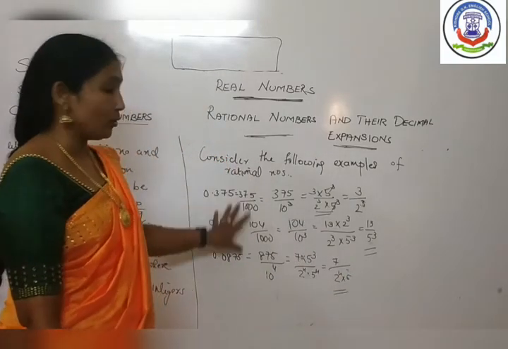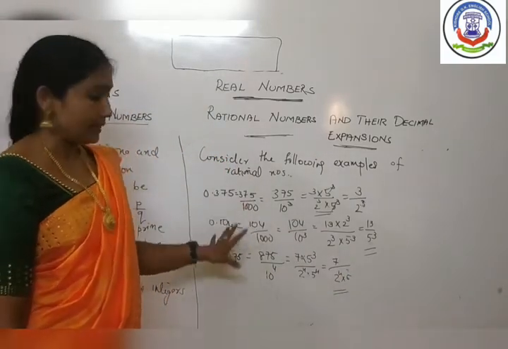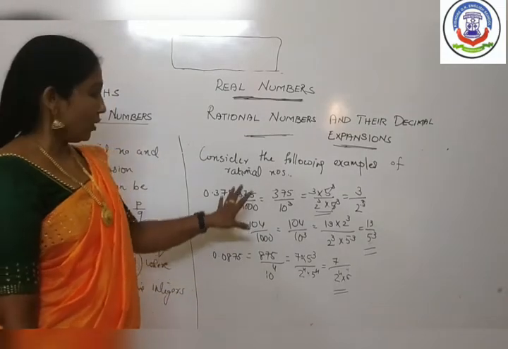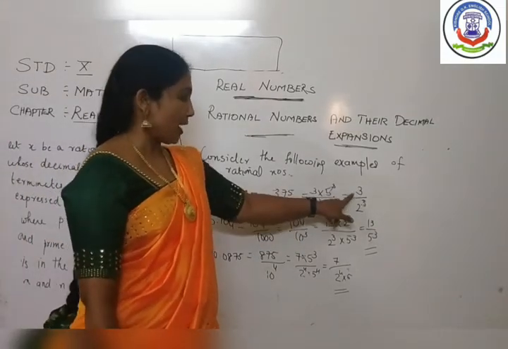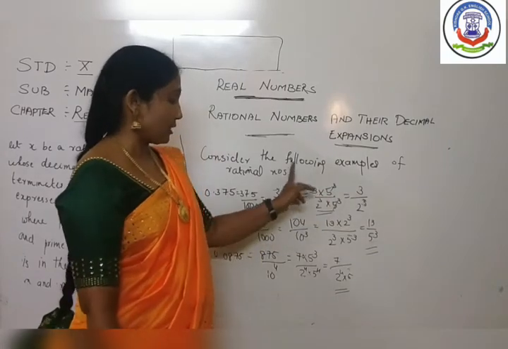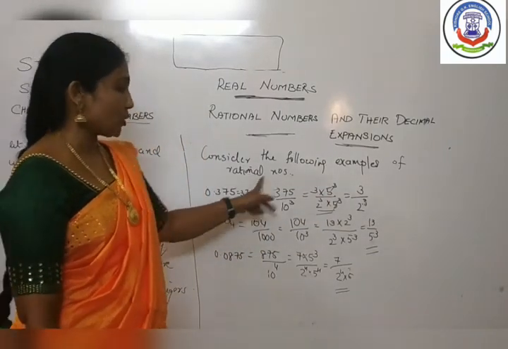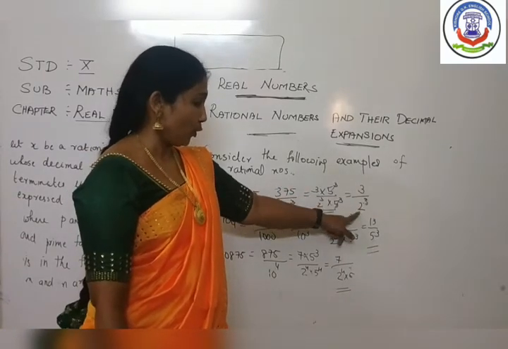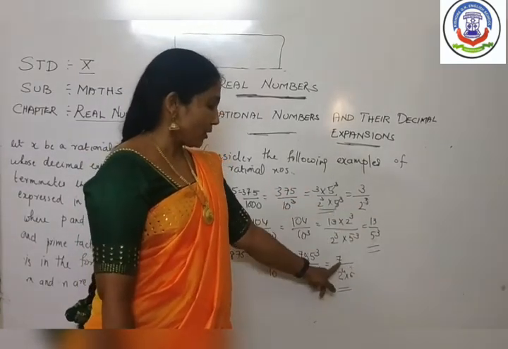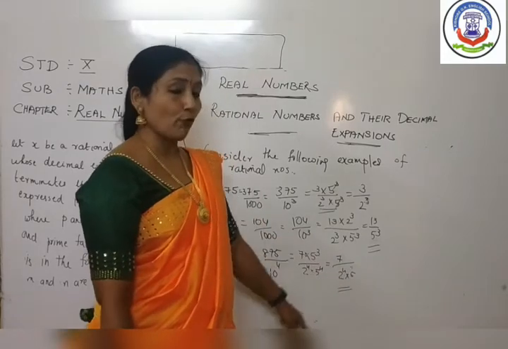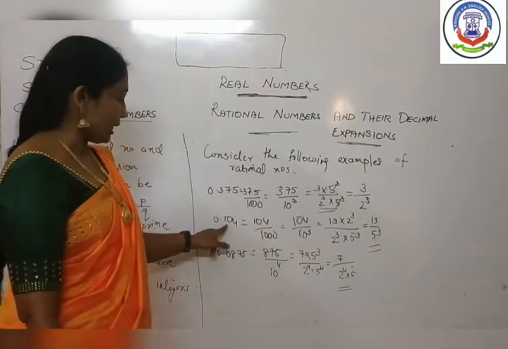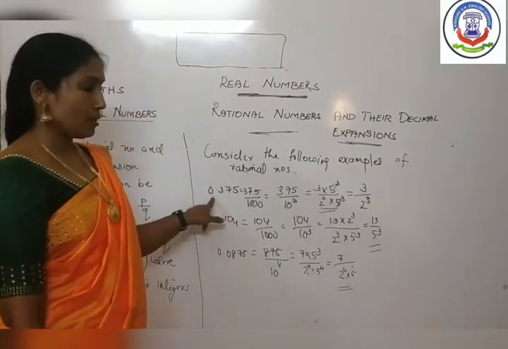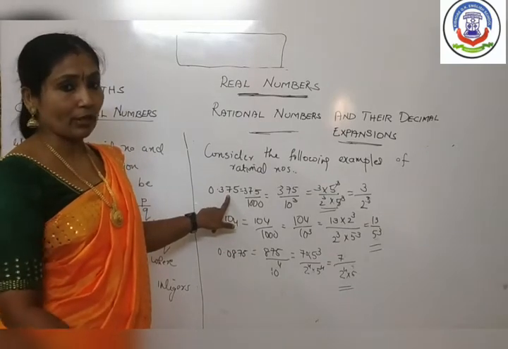Okay, clear for you? By looking at these examples, you have seen the final representation of the rational numbers. We got 3 upon 2 cube, 13 upon 5 cube, 7 upon 2 raised to 4 into 5. These are all decimal expansions which terminate. Is it right? 0.375, that means after that nothing is there.